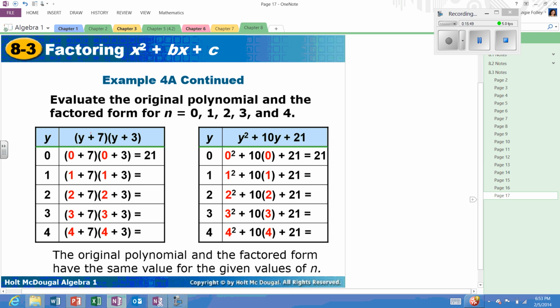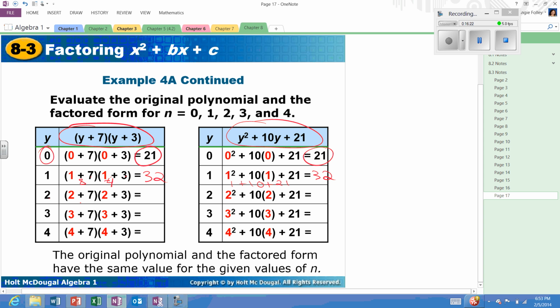So here's how we're going to show you. Here's the factored form. Here's the regular polynomial. If I plugged y equals 0 in, I'll get 21. If I plug y equals 0 over here, I get 21. If I plug 1 in here, I get 1 plus 7 times 1 plus 3. So I'm going to get 8 times 4, sorry, which is 32. If I plug 1 in over here, I get 1 plus 10 plus 21, which equals 32.